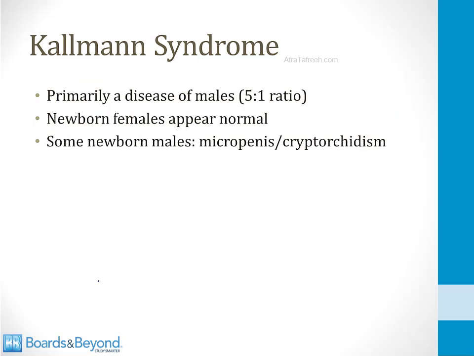To understand the clinical features of Kallmann syndrome, you need to appreciate that this is a form of hypogonadism. That means that the ovaries or the testes are underactive in production of androgens or estrogens. That means that the clinical features are going to depend on whether the baby is a boy or a girl. Now, this is primarily a disease of males. It occurs in males with a 5-to-1 ratio, so in a board question, this is most likely going to be a male baby.